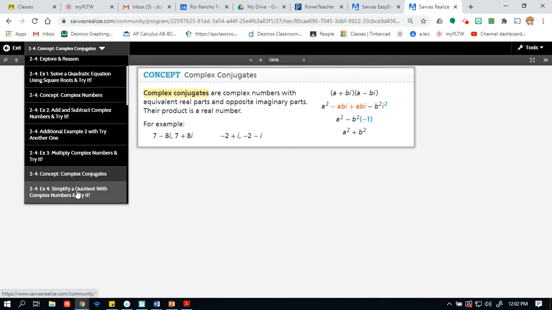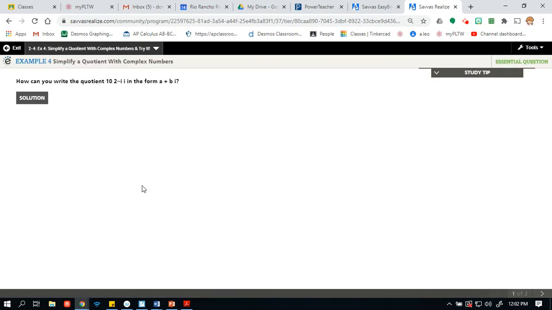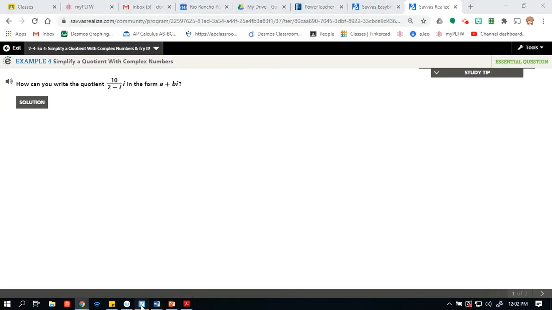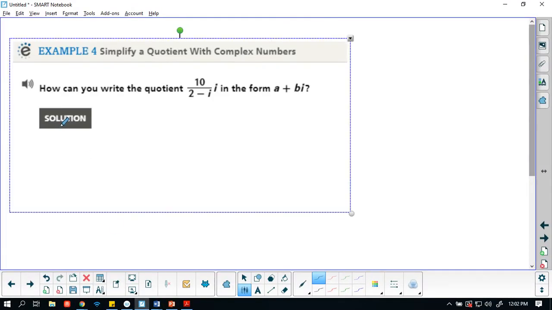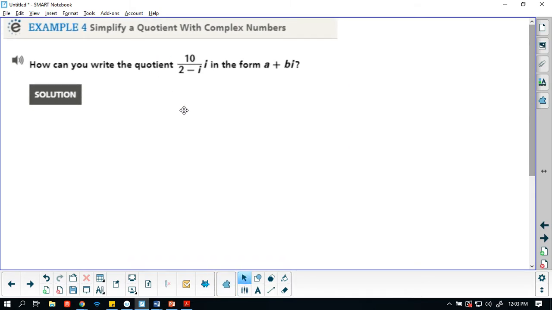We've got to go down to simplifying quotients. All right, so let me grab this guy, example 4 in your book. It's right there. All right, so example 4, simplify a quotient with a complex number. How can you write the quotient 10 divided by 2 minus i in the a plus bi form?